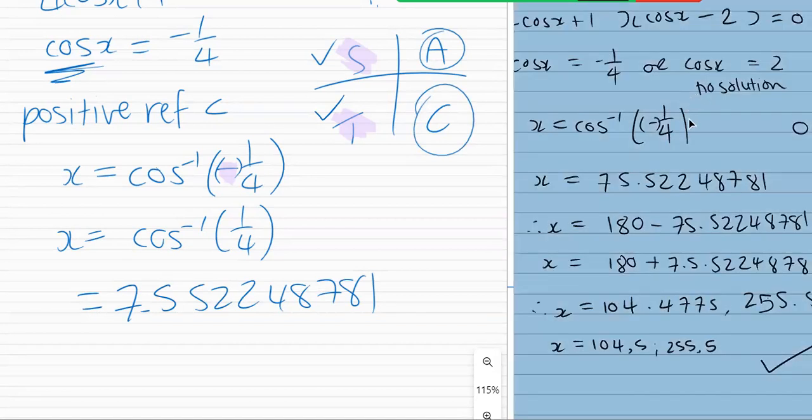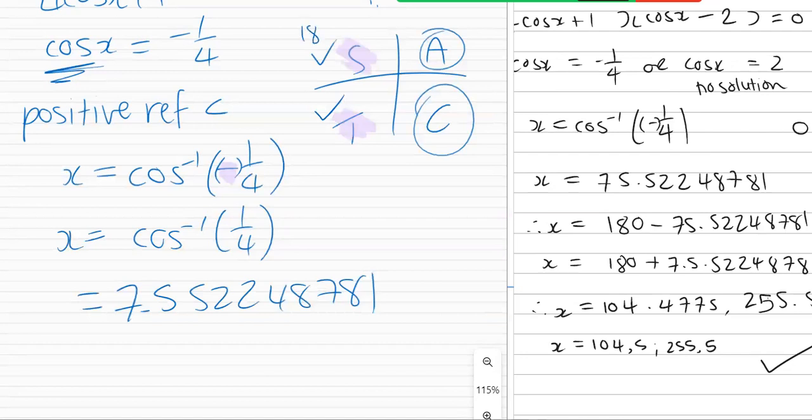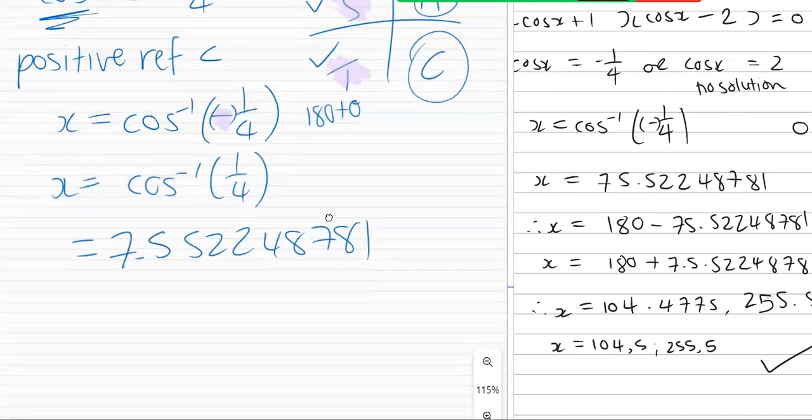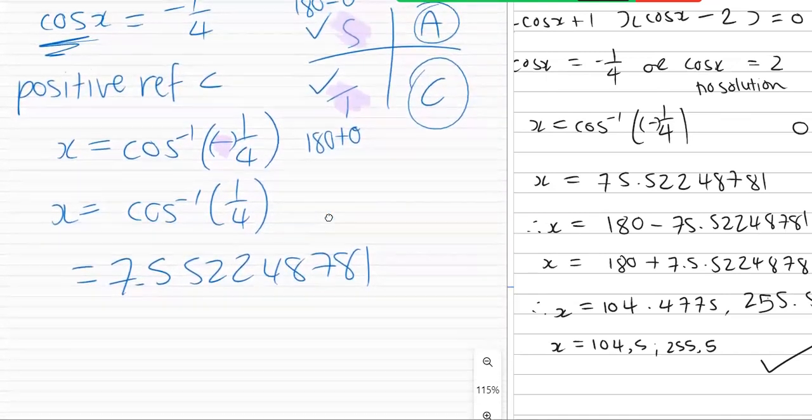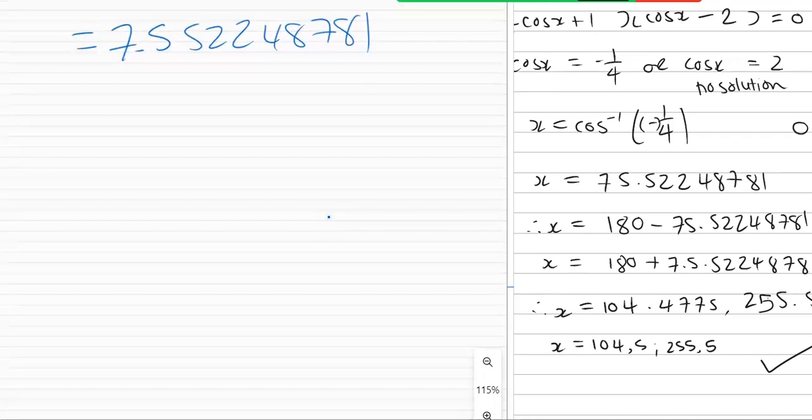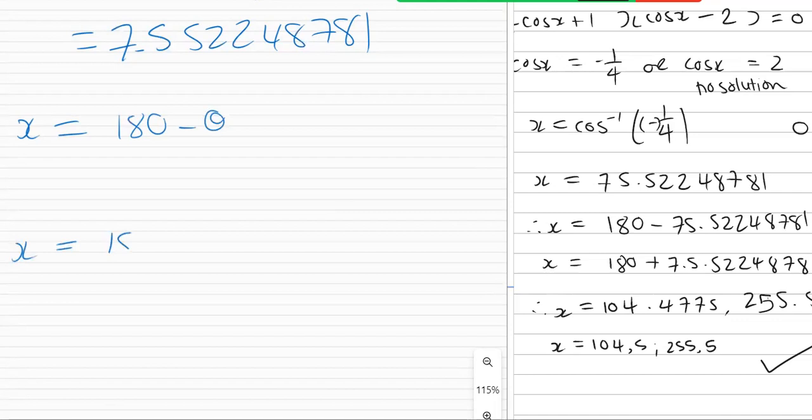We're working in degrees for this question. So this quadrant is 180 minus theta, and this quadrant is 180 plus theta. Okay. So we have two options to explore with our reference angle. So either x is going to be equal to the second quadrant, which is 180 minus theta, or x is going to be equal to the third quadrant, which is 180 plus theta.